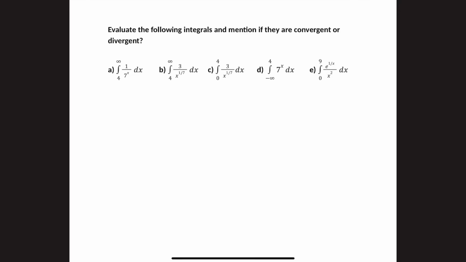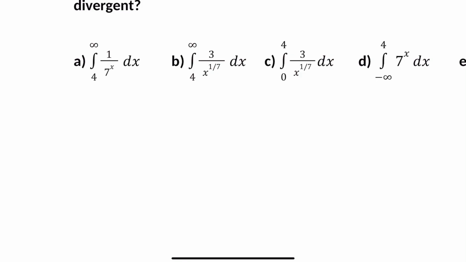In this video, we're going to take a look at a bunch of improper integrals and how to evaluate them, and if they're either convergent or divergent. In part A, we have the definite integral from 4 to infinity of 1 over 7 to the power of x dx. Now, what makes this an improper integral?